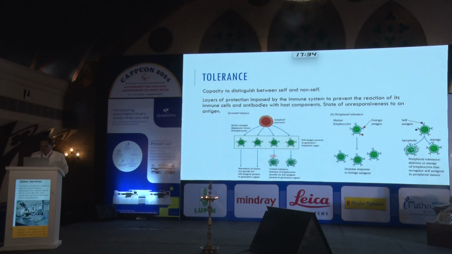But despite these filtering mechanisms of central tolerance, some T cells which are autoreactive will come to the periphery. And this is handled in the periphery, and that is called the peripheral tolerance. So whenever there's a T cell which reacts to the self-antigen, it undergoes apoptosis or anergy or a state of unresponsiveness. So there are these various layers of protection.